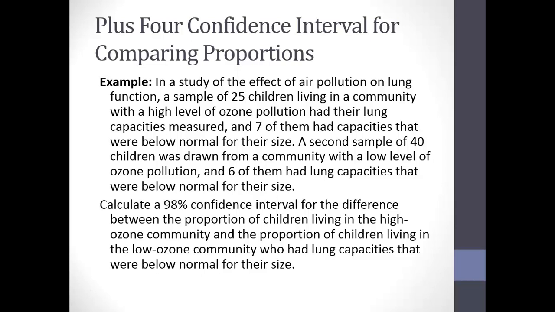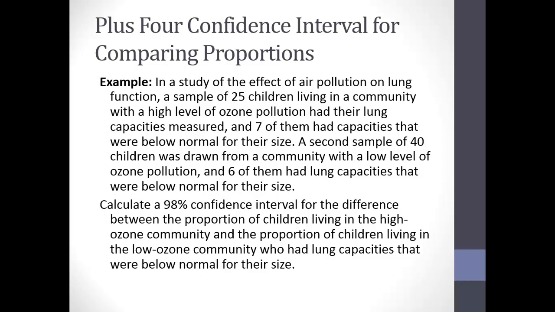Okay, so let's go ahead and try applying this. The next example is about air pollution. In a study of the effect of air pollution on lung function, we looked at the lung capacity of a sample of 25 children living in a community with a high level of ozone pollution. We find that 7 of those 25 have a lung capacity that's below normal for their size. So that's our first group. Our second group is 40 children from a community with a low level of ozone pollution, and we find that 6 of them have lung capacities below normal for their size.